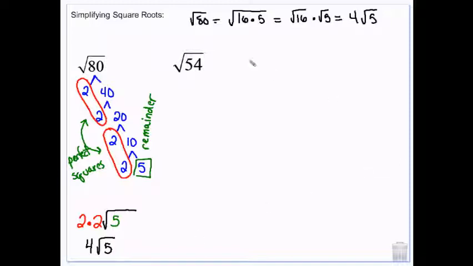So let's do it with 54, and I'm going to come out to the side a little bit on this one because we're a bit close. 54 is 2 times 27. And 27 is 3 times 9. And 9 is 3 times 3. I have a pair of 3s.